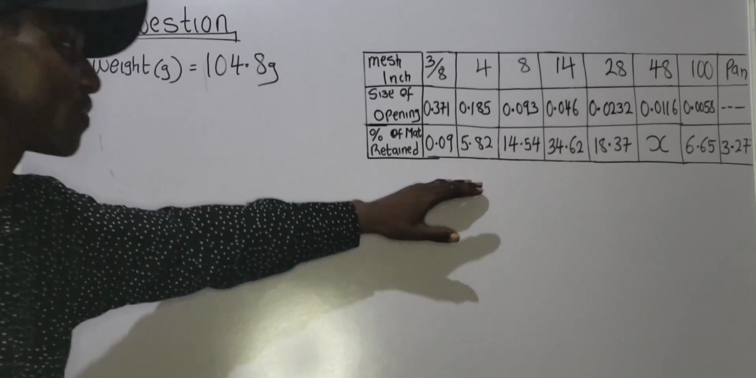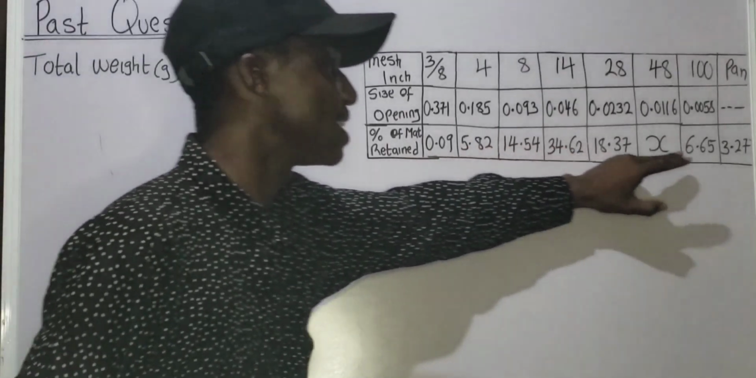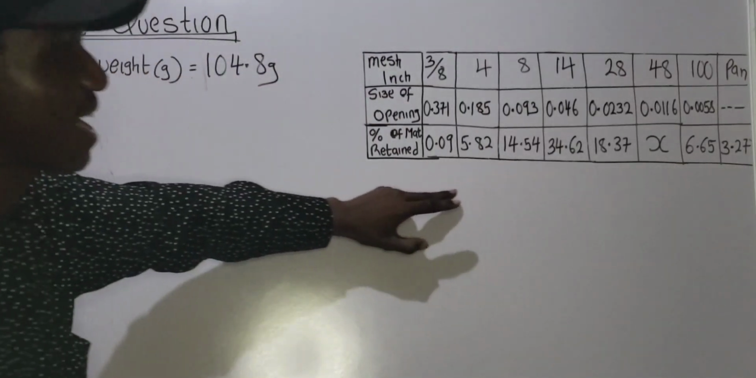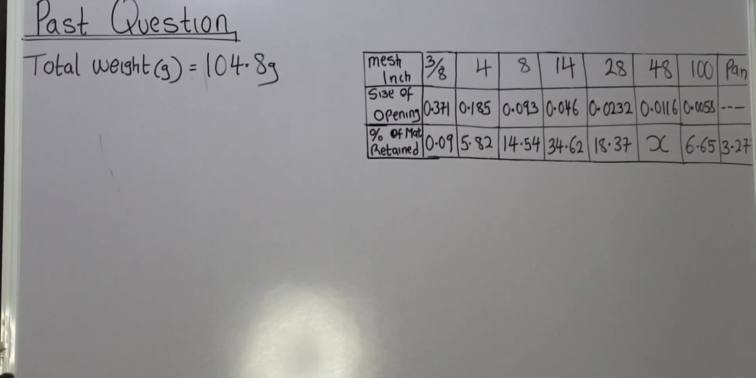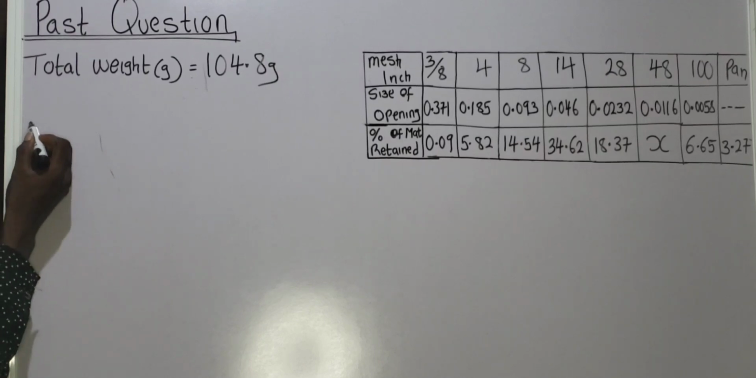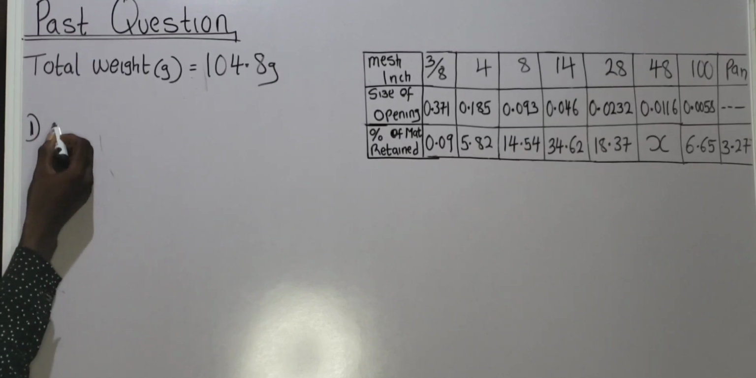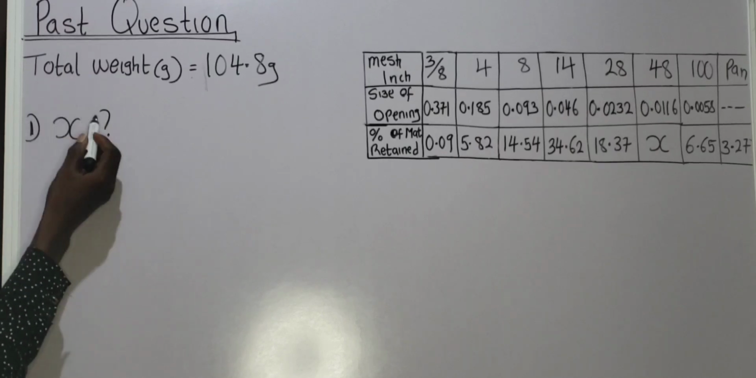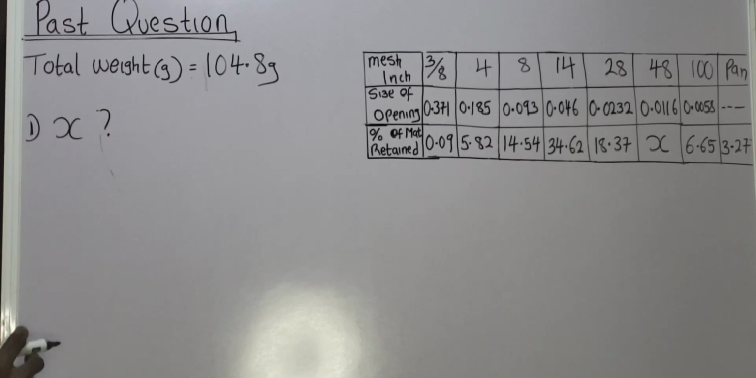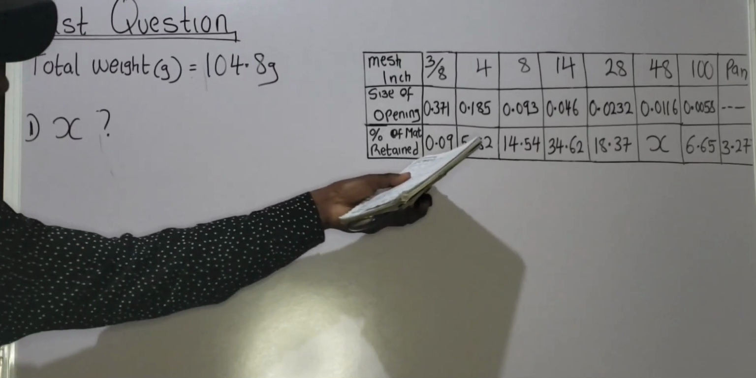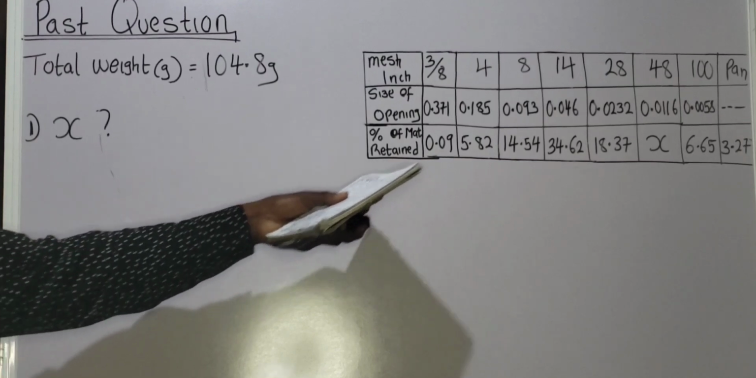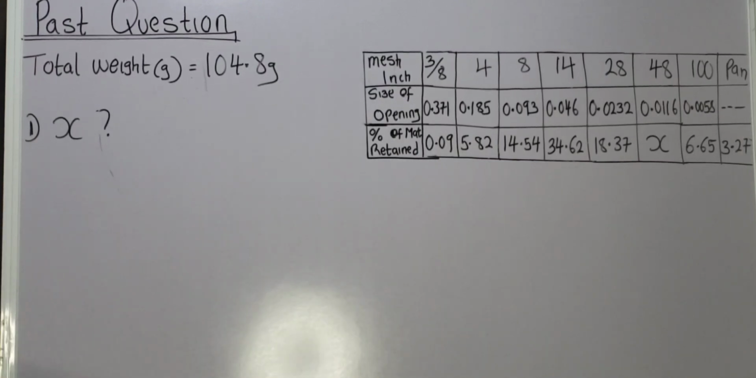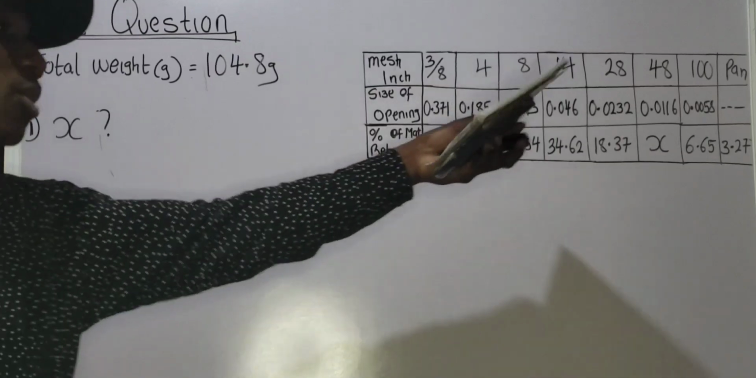So in order to get the value of x, we have to add everything in this row together and equate it to 100. So to get the value of x, let's start. That's the first question, we are told to calculate the value of x, that's why I put a question mark. Since percentage is expressed as a fraction of 100, the percentage of material that passes through each mesh has been expressed as a fraction of 100. So I'm going to sum these up together.